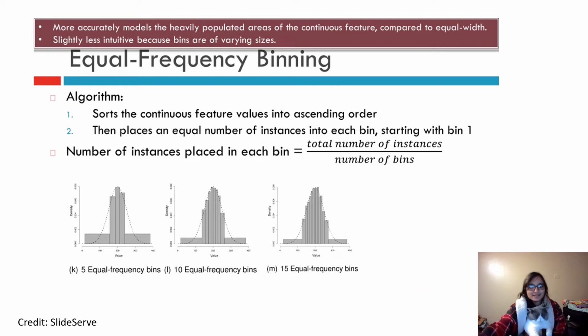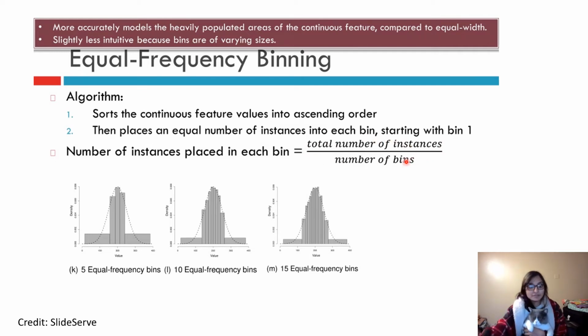Based on equal frequency binning, which is also known as equal density binning, the algorithm sorts continuous feature values into ascending order, from least to greatest, and tries to put an equal number of instances into each of the bins, starting with bin 1. To figure out how many items go in each bin, you just take the total number of instances or data points divided by the number of bins.